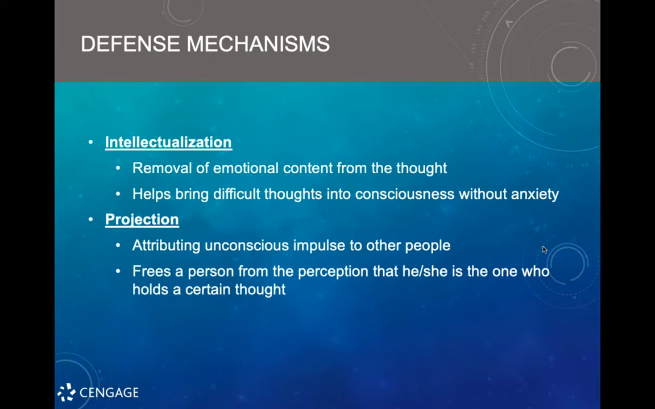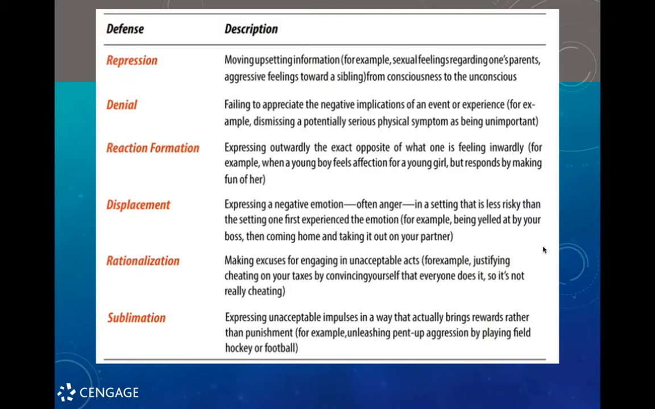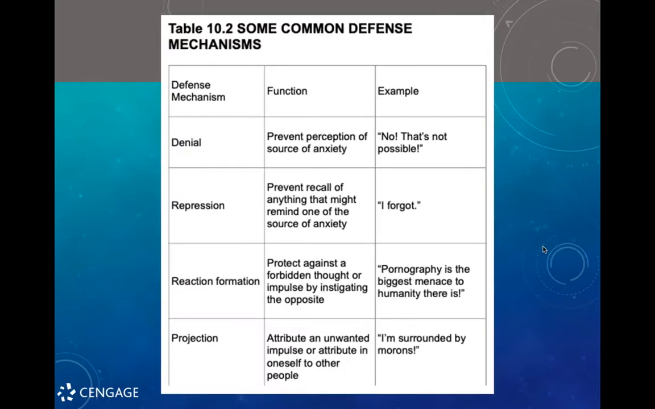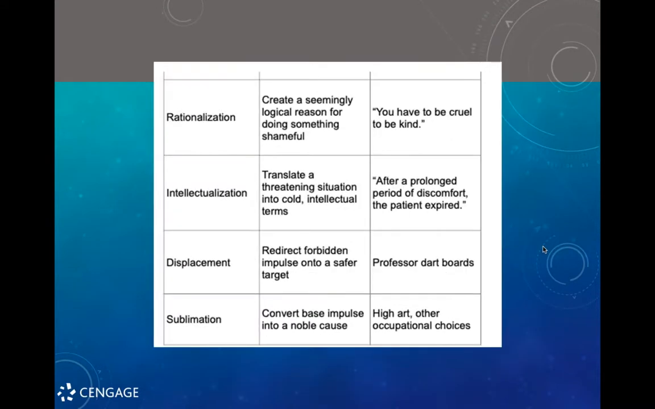And then projection is attributing unconscious impulses to other people. So let's say you feel jealous of someone, and then you feel like they feel jealous of you. So projection is projecting your own feelings onto someone, or feeling like someone is projecting their feelings on you when it's actually you who feels that way. And this is a quick table summarizing everything together in a more explicit manner for you to read, and some more examples.